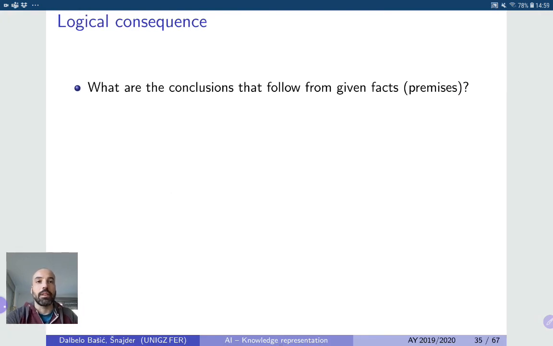Okay, and now the last and central concept of propositional logic I'd like to talk about is the concept of logical consequence. Logical consequence is the motivation for logic. It's why I'm actually bothering to do logic, because I'd like to be able to talk about logical consequences. Logical consequence tells me what conclusion follows from a set of premises, a set of given facts, a set of formulas that I have as input.